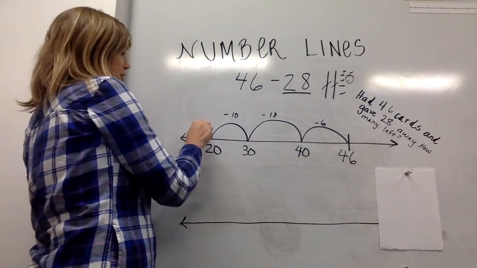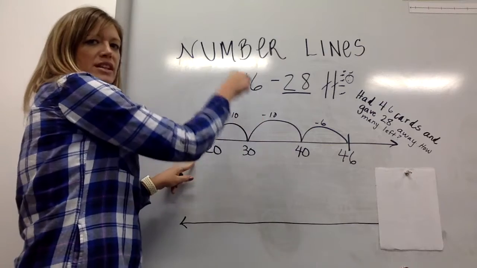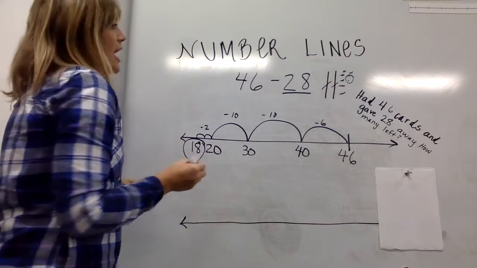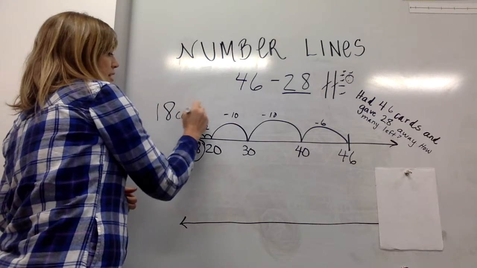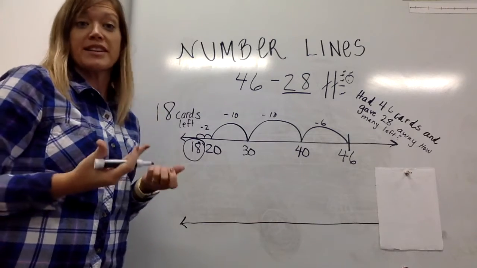So I can see from this, if I give away 28, I work backwards as I give those cards away, and I end up at 18. I would have 18 cards left. That makes sense, right?